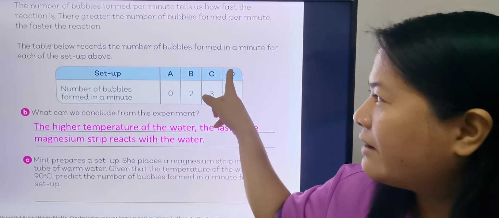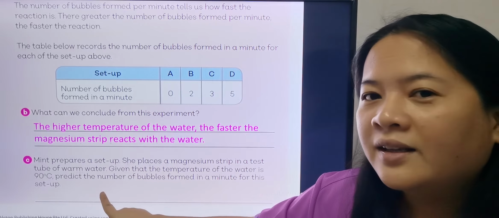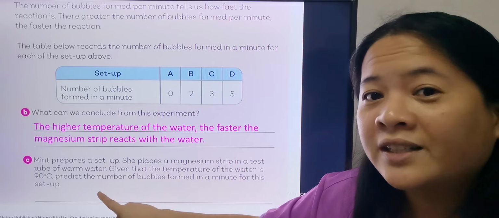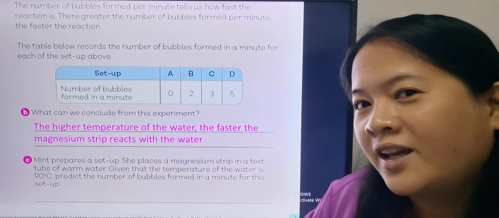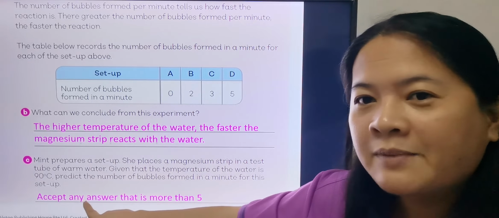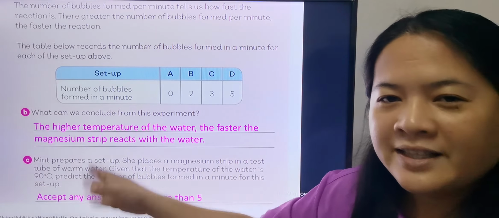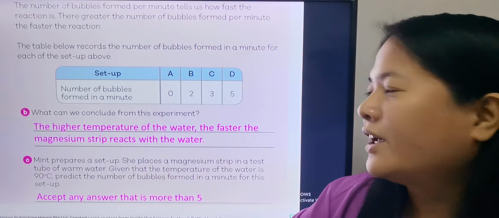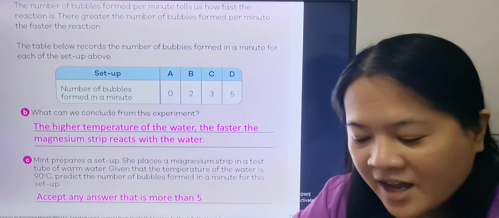Okay, so if this is 75 and it forms 5, therefore letter C should be more than 5, okay? Maybe 7, maybe 8, okay? So we can accept any answer that is more than 5. You can write 7 bubbles, 8 bubbles, okay? Okay, page 57 is done.